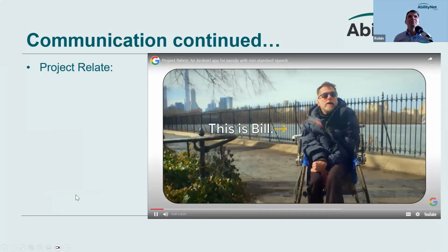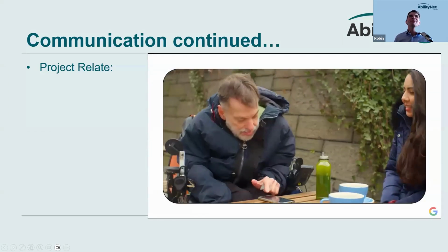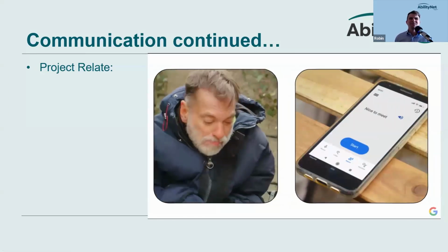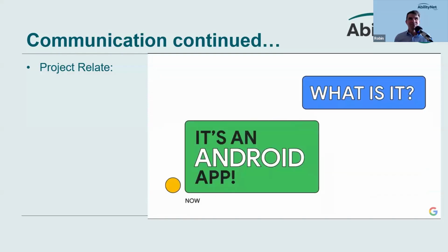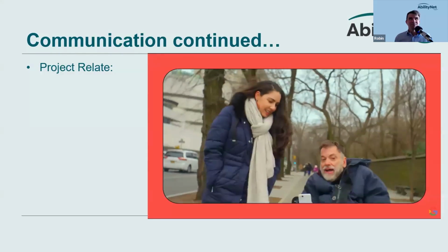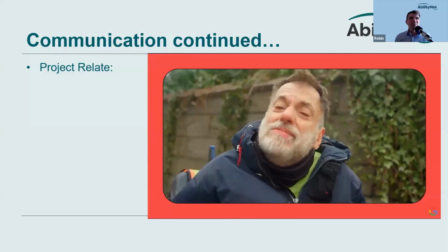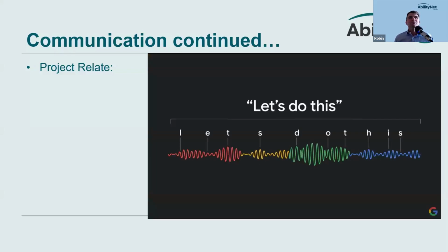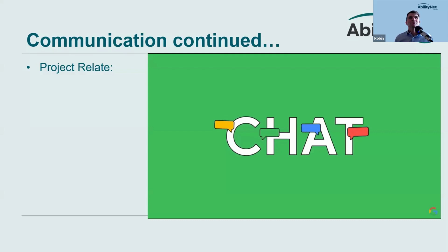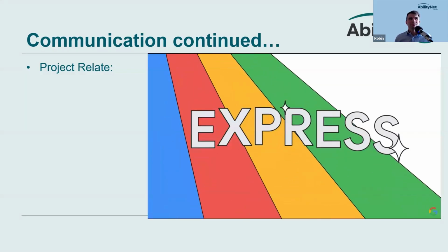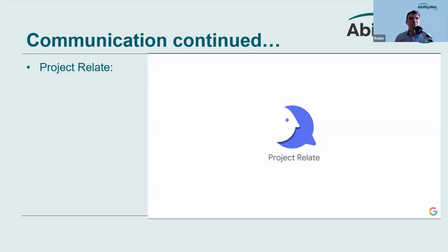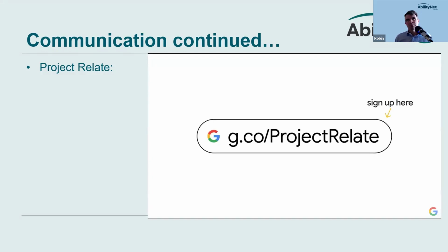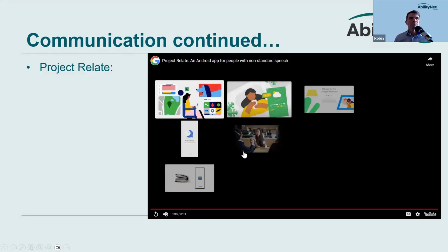This is Bill. Bill is helping us with Project Relate. Project Relate is an Android app from Google, designed for people who have non-standard speech. It allows people to chat more freely, express themselves more easily, and be better understood. If you think Project Relate could help you, or someone you know, sign up here to become one of our testers.